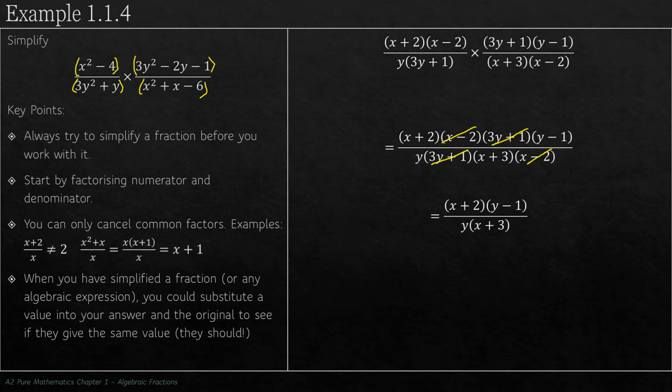When you've simplified your fraction, a good idea is to just substitute a number in. So you want to substitute any values in for x and y into your unknown quantities. So put that into the original question and then into your answer. Because all we have done is simplified the fraction down, these are equivalent fractions.